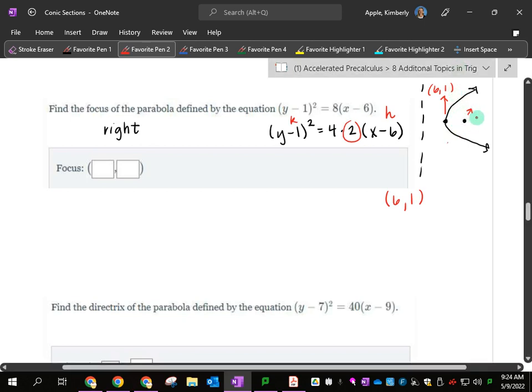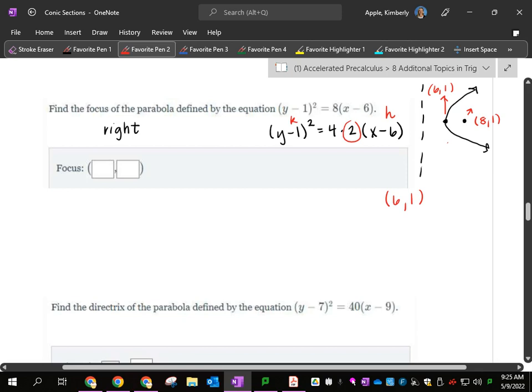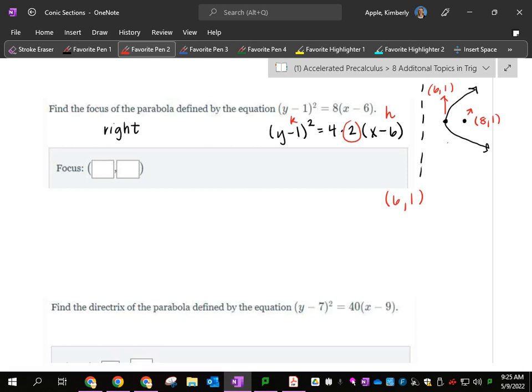Again, I draw pictures because eventually I don't know which way I'm going. Am I going up, down, left, right, negative, positive? I find that picture just keeps me straight. So find the focus of the parabola. Well, we just found it.